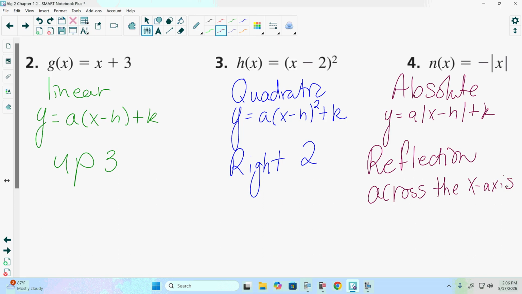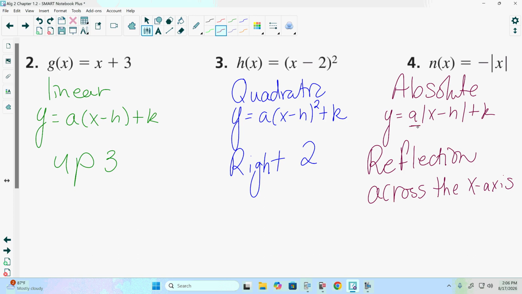You might be wondering, can we just say reflection? Unfortunately, we just can't say reflection. We've got to specify the axis because there are reflections across the y-axis. So we need to be able to distinguish between the two. Questions on number 4? I'm looking at reflection across the x-axis again.